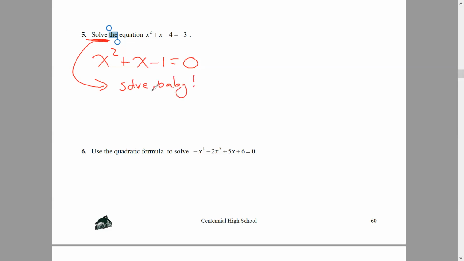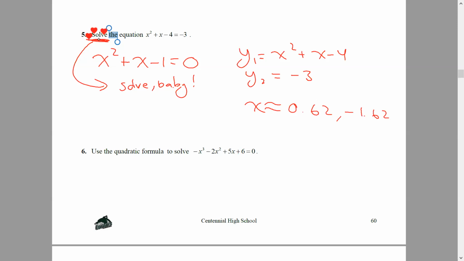Well, I'm just going to graph it then. Y1 is this. Y2 is that. Then graph, right? Remember, that would be your point of intersection. And so you're going to get x is approximately 0.62, truncating, and the other one is going to be at negative 1.62.